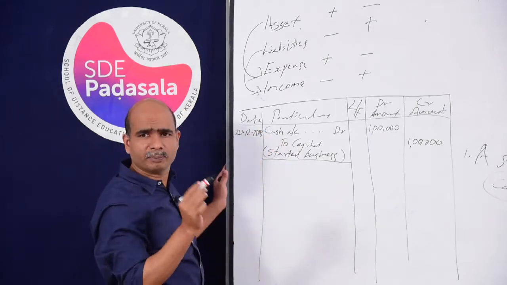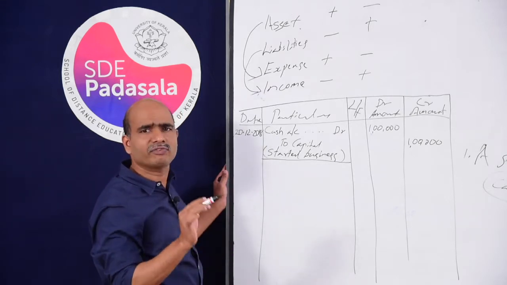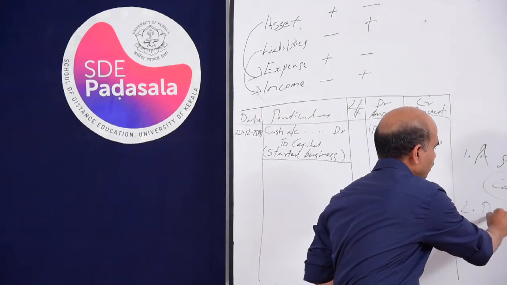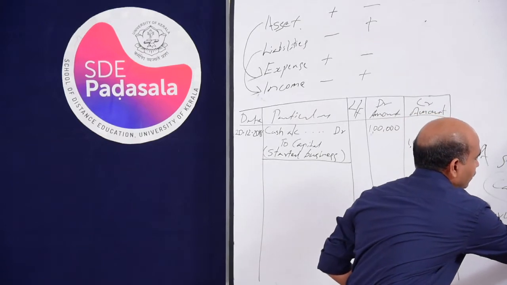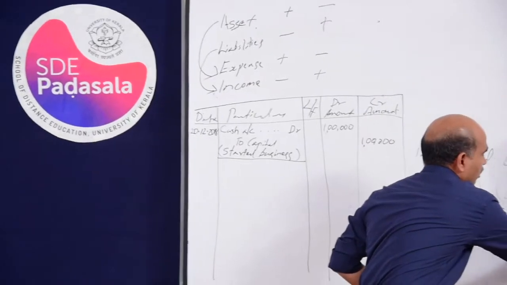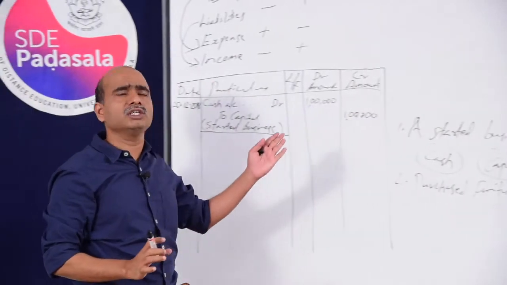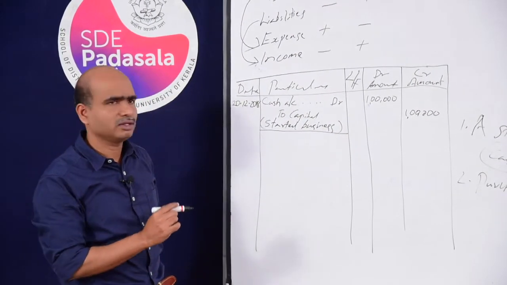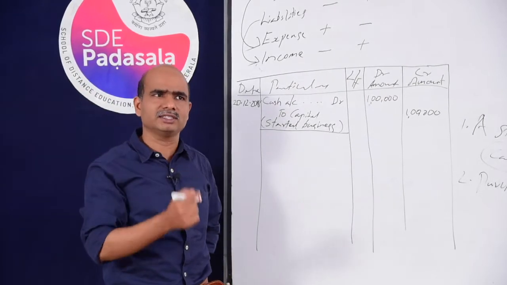The second day, or the same day, they purchased some furniture. Purchased furniture for rupees 12,000. They purchased furniture for rupees 12,000. What are the two items here? One item is furniture. They purchased furniture.